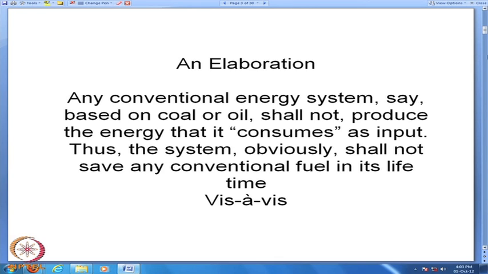Any conventional energy system, say based on coal or oil, shall not produce the energy that it consumes as input. Right? You put the petrol or you put the fuel oil, then only the boiler or the water heater works. So, at the end of it you have hot water or the work output or whatever it is, but the conventional energy that has been put into the system will never be coming back. It is not saving that energy. Whereas, if you have a solar energy system, in its lifetime it is going to save a certain amount of conventional fuel compared to whatever is the fuel that is under consideration.